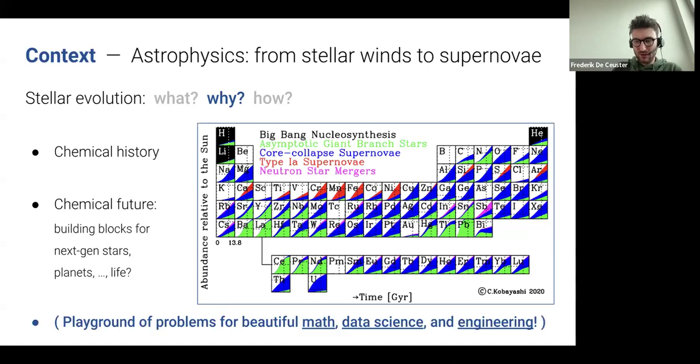But to be fairly honest, these are all the more scientific motivations for this work. For me personally, I just find astrophysics a very nice playground of problems where I can apply all my beautiful math, data science, and engineering. And I guess for you, this might be more of a motivation to be interested in astrophysics.